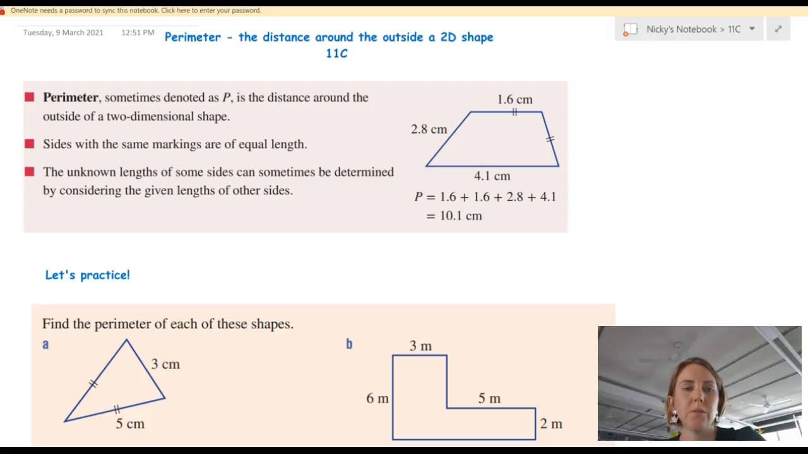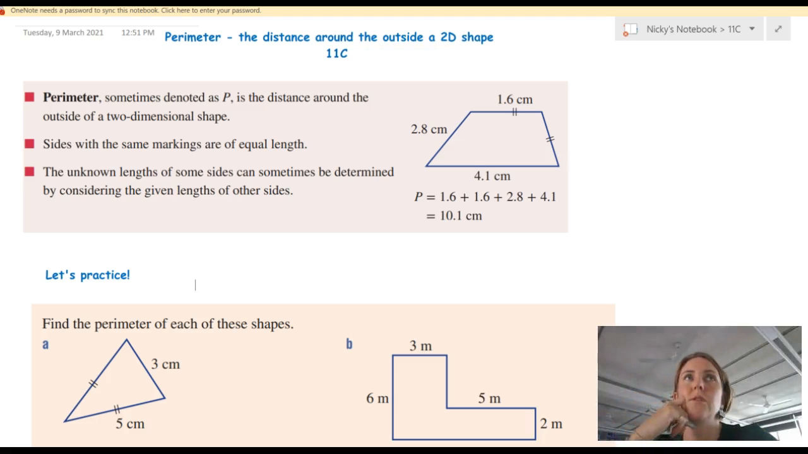Hey guys, a video on perimeter today, and this is 11C in your textbook. I cannot emphasize how important it is to understand the concept of perimeter. Later on when we do area as well, knowing the difference between perimeter and area is really important. So let's learn about perimeter again today.